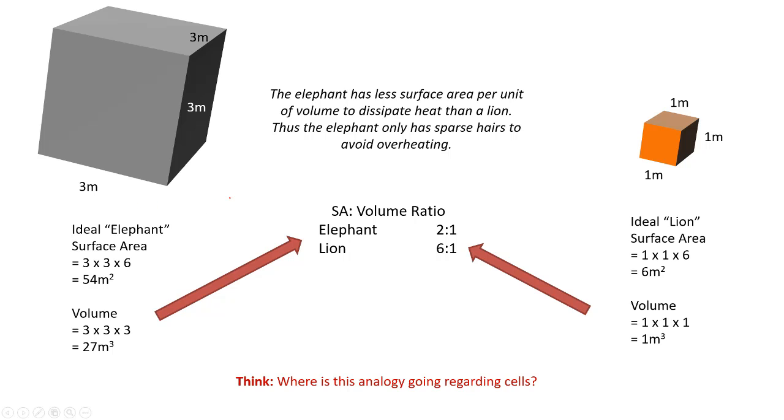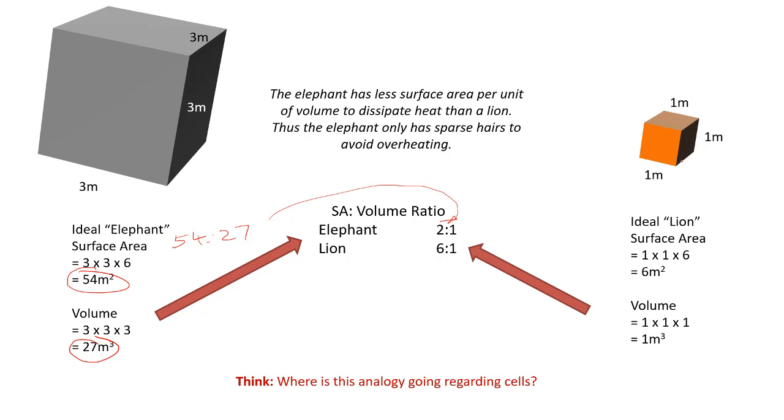So how does that relate to cells? Well, let's have a look at this. Here's my elephant, 3 meters by 3 meters by 3 meters. So it's got a surface area of 54 meters squared and a volume of 27. So that's a ratio of 54 to 27. If I simplify that, that becomes 2 to 1.